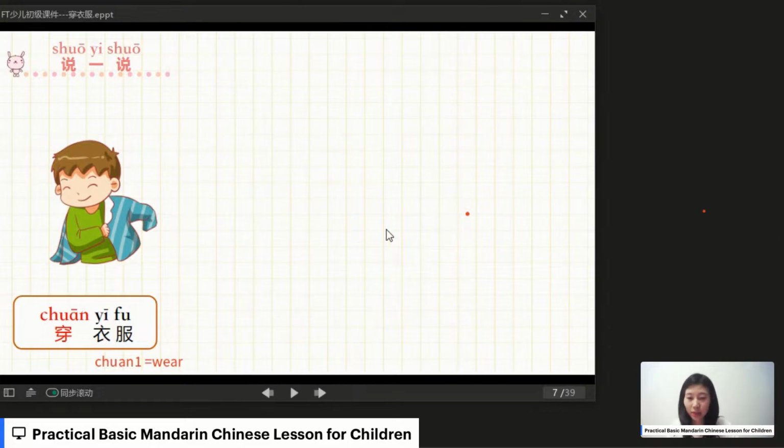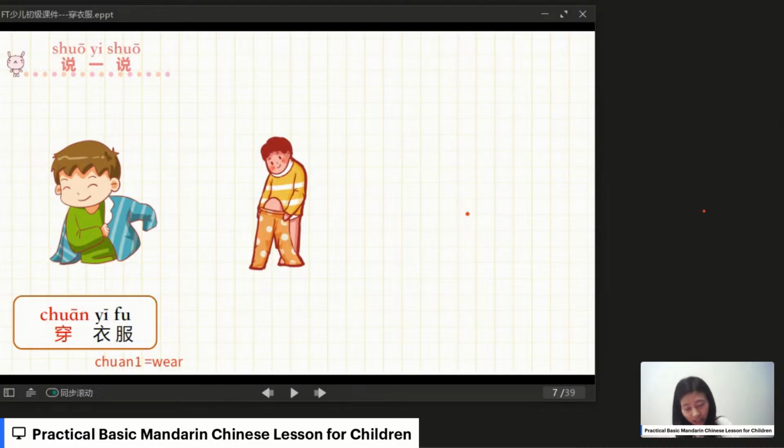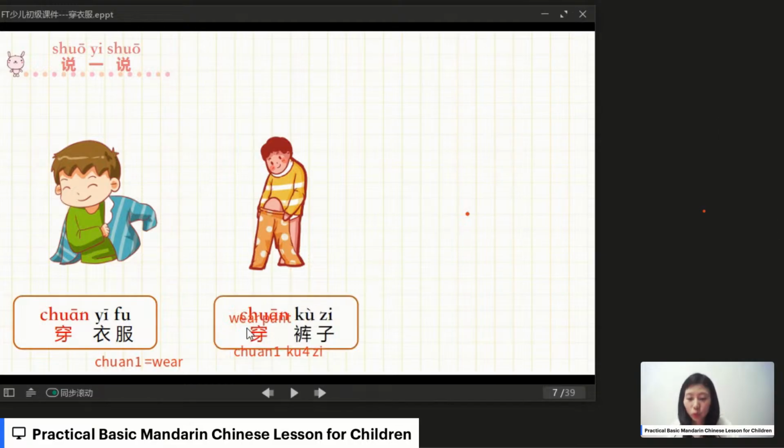So the next one, let's see. From the picture we already know, this girl is wearing pants, right? The pants we just learned before, that would be 裤子. So we're going to wear pants. Put this together: wear is 穿, and pants is 裤子. So together we say 穿裤子. 穿裤子.